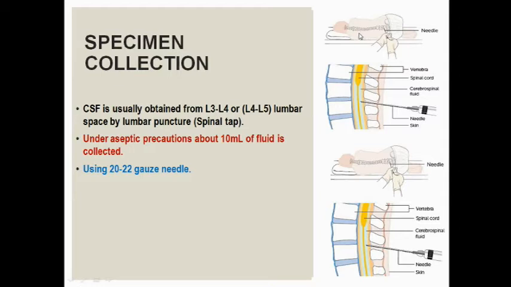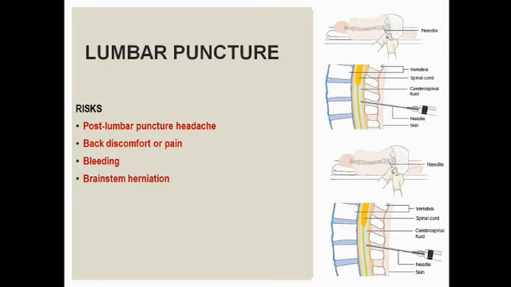The procedure can even be performed in the sitting position, but most of the patients feel better and comfortable in left lateral position. And the needle is inserted between the L3 and L4 space, and the CSF is collected. The gauge of the needle is around 22. So how many ml of CSF is collected? The literature says about 8 to 10 ml of CSF is collected, which will be subjected to different investigations.